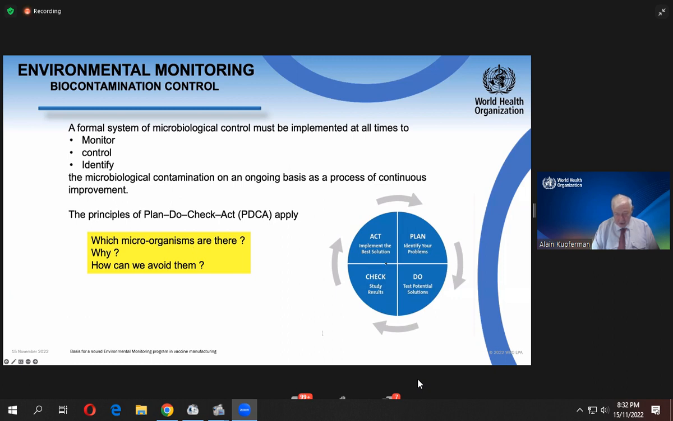So you have to say here: plan, do, check, act. What is my problem? I have microorganism. What are the solutions? Study the results and implement, etc. This is based on those questions. My problem, I have microorganism. Why do I have them? Identify the problem. And then how can we avoid them? Those three here: do, check, act.